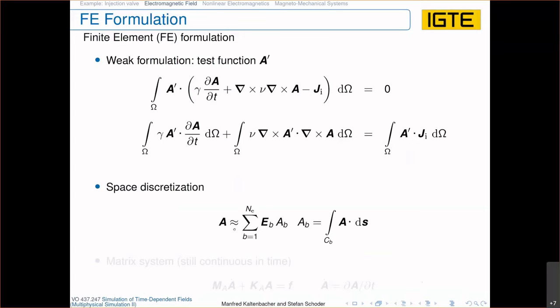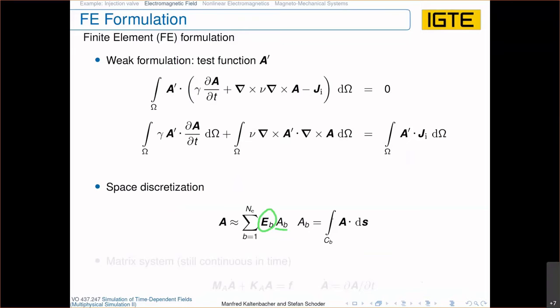As discussed just before, our approximation is again as we would do it with standard finite elements. However, we use the edge basis functions, as shown here. In the unknowns a_b, the sum goes from b equal 1 to the number of edges now, not the number of nodes, because the unknowns are along the edges. These unknowns are the projection of the magnetic vector potential along the edge, so we take A dot product ds.